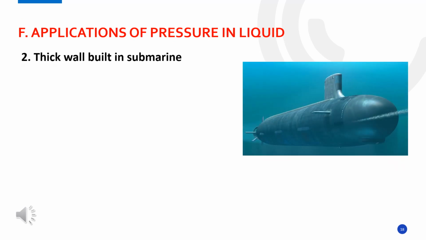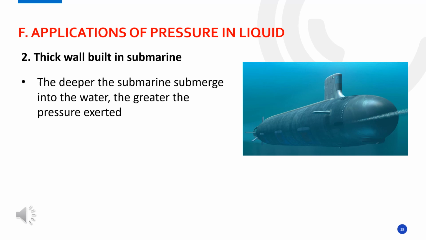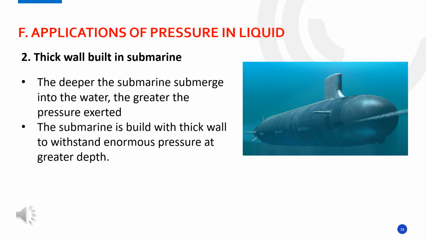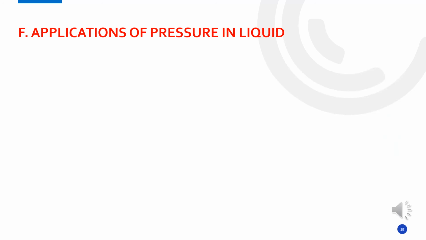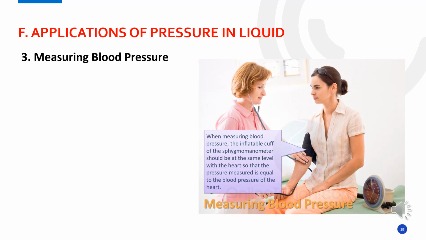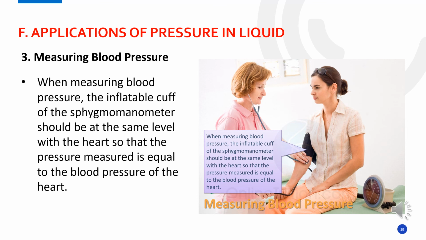2. Thick wall built in a submarine. The deeper the submarine is submerged into the water, the greater the pressure exerted. The submarine is built with thick walls to withstand enormous pressure at a greater depth. 3. Measuring blood pressure. When measuring blood pressure, the cuff of the sphygmomanometer should be at the same level as the heart so that the pressure measured is equal to the blood pressure of the heart.